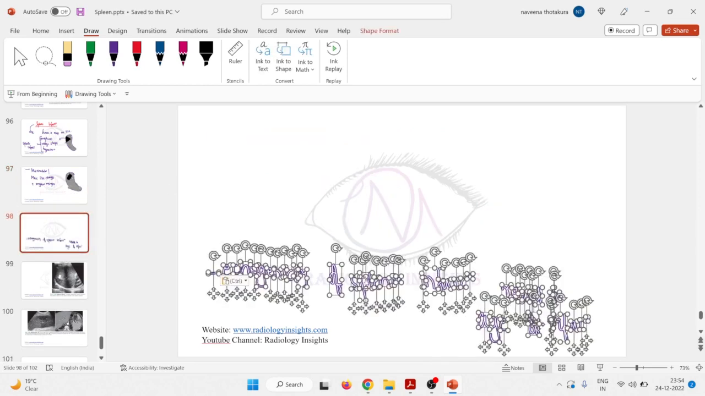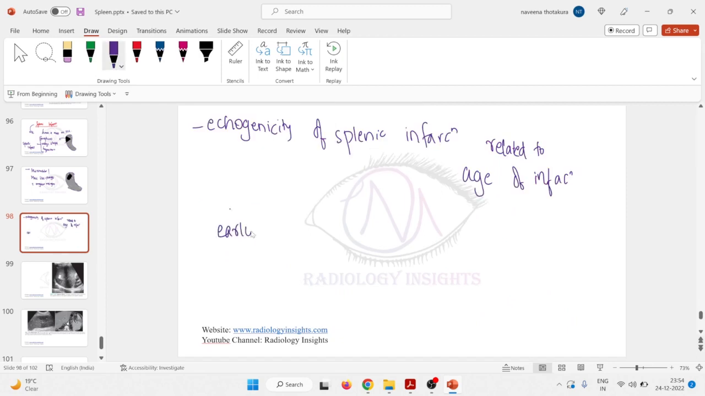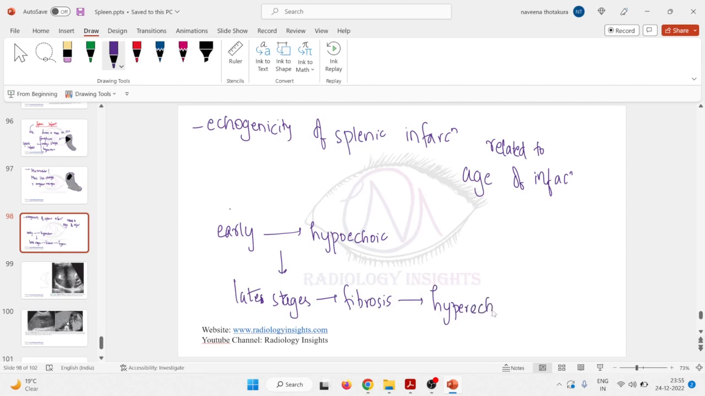So what does that mean? It means that in the early stages the infarction is hypoechoic, whereas in later stages, when fibrosis develops in the spleen, over time it might become hyperechoic.